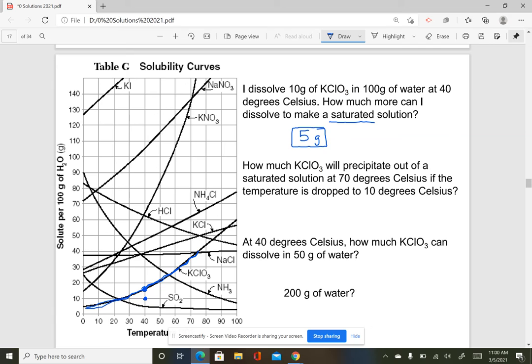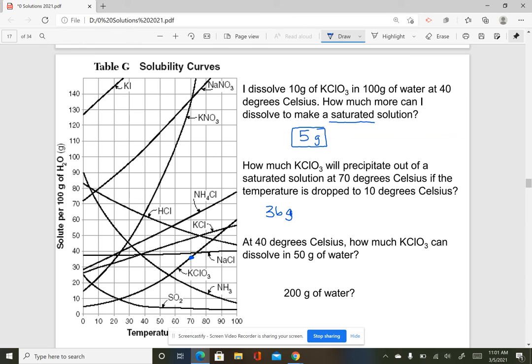All right, next type of question. How much KClO3 will precipitate out? That means undissolve, of a saturated solution at 70 degrees Celsius if I drop the temperature to 10 degrees Celsius. Okay, so 70 degrees Celsius, KClO3. So I'm going to say about 36 grams. So water can hold about 36 grams of KClO3 if the water is 70 degrees Celsius.